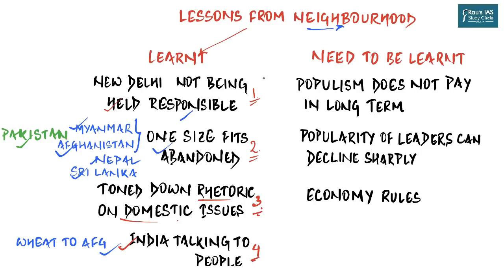And these are the 4 sets of lessons which the author believes that the government of India has learned. But there are a lot of lessons which still need to be learned, and it is important for us to have a look at them as well. There are particularly 3. Populism does not pay in the long term. Popularity of leaders can decline very sharply in a very small amount of time, and it's the economy which rules. Let's understand them one by one.